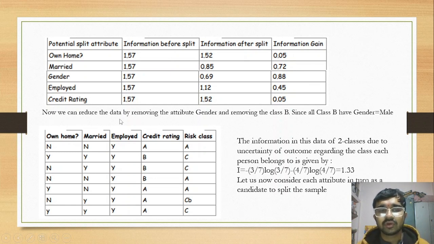And now we can reduce the data by removing the attribute gender and removing the class B, since all class B have gender equals to male.